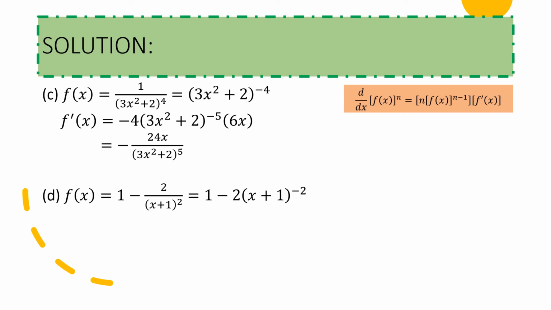Same goes to D. f(x) equals 1 minus 2 over (x plus 1) squared. So we need to change this form, 2 over (x plus 1) squared, to become 1 minus 2(x plus 1) power of negative 2. f prime x equals 4 times (x plus 1) power of negative 3 times 1. So the final answer is 4 over (x plus 1) cubed.